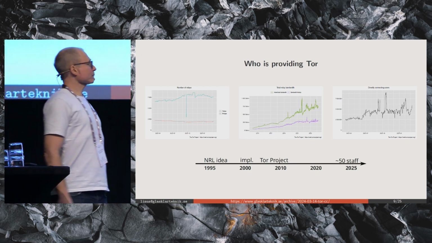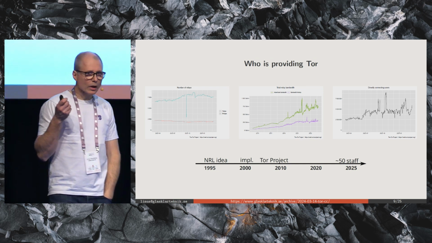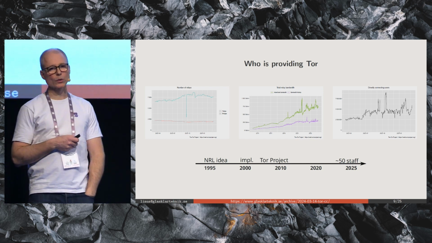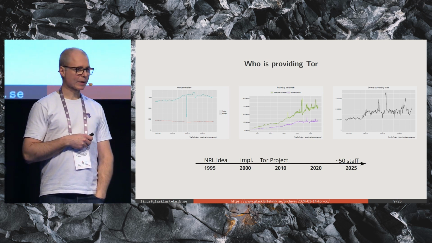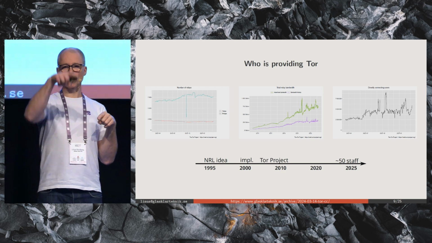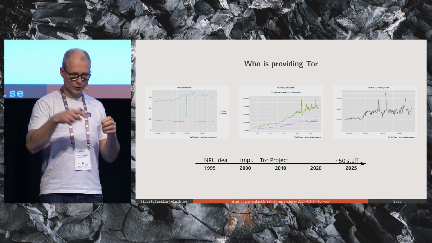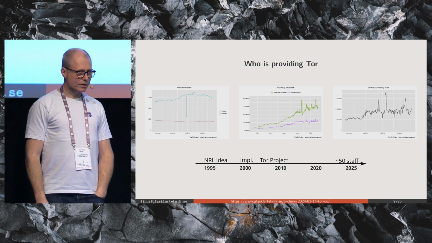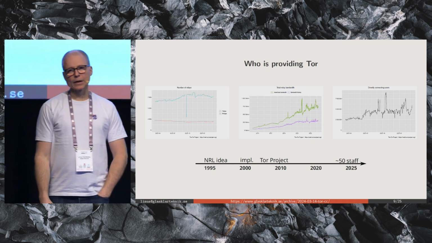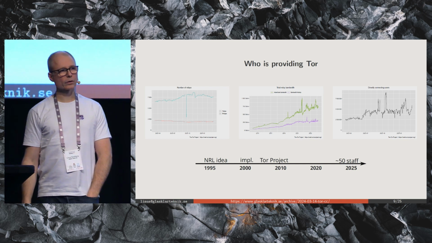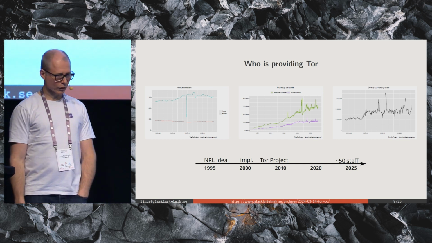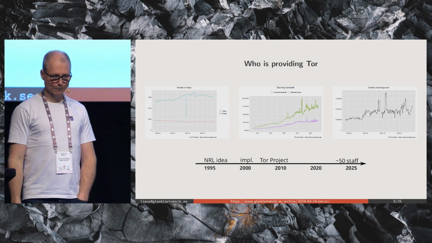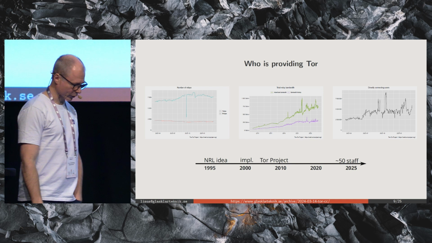So, a quick history of the project is that in the mid-90s, Paul Syverson at the US Naval Research Lab came up with the idea of onion routing, which is this 3-hop thing, and the encryption in 3 layers and decryption. Somewhere beginning in 2000, he found Roger Dingledine and Nick Mathewson, who started implementing this thing, and the first version got running somewhere early 2000.